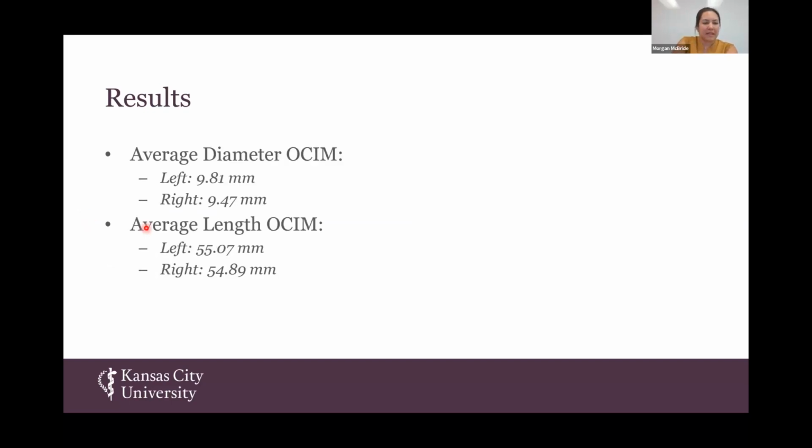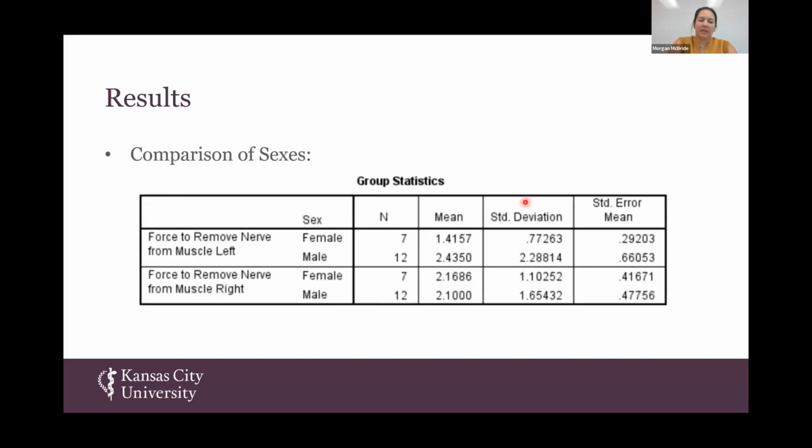And then while we were there, we did take measurements of the obliquus capitis inferior. The average diameter where the nerve was crossing the muscle was 9.81 millimeters on the left and 9.47 millimeters on the right. And length from origin to insertion was 55.07 millimeters on the left and 54.89 on the right. The last thing we did, we thought it would be interesting to compare the sexes and see if there was any difference, and we did not find a significant difference for the forces to remove the nerve in males and females.